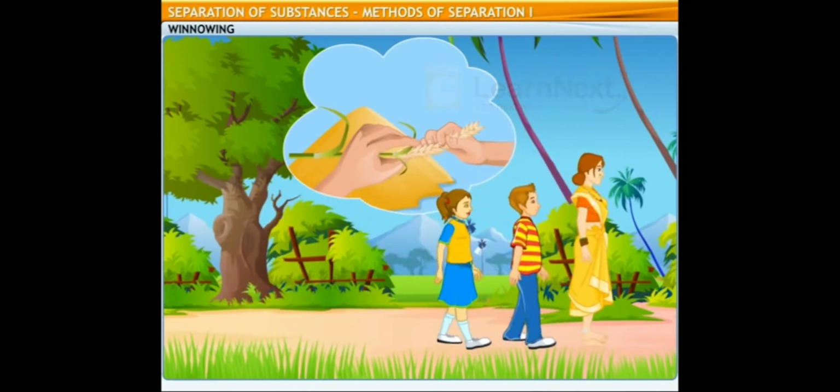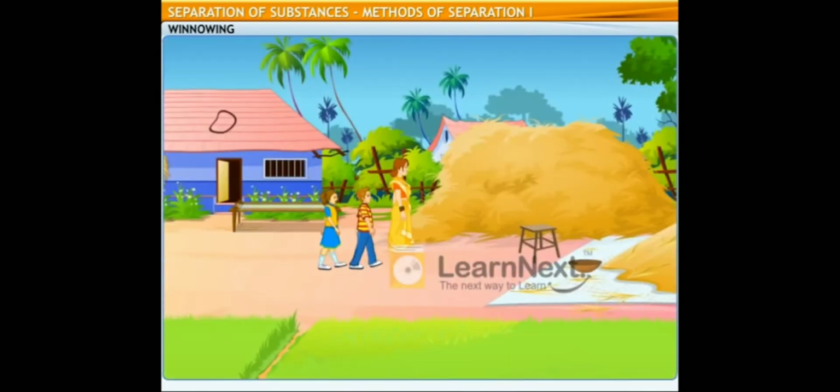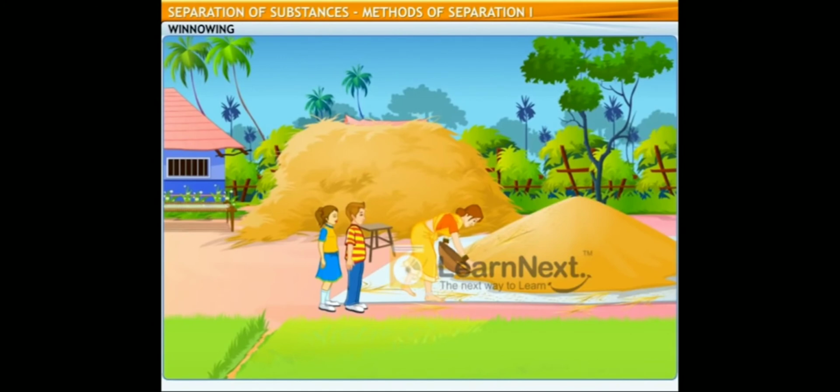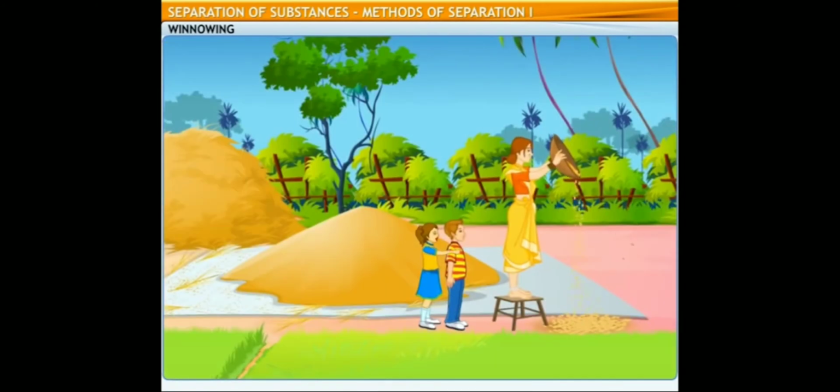Instead, we use a method called winnowing. Let me show you. In this basket, I have some wheat grains that are still mixed with their husk. Watch what happens now. The husk is blowing away. That's right. The husk is much lighter than the grain. So when I shake it gently and let it drop to the ground, only the wheat grains collect here, while the husk blows away. Wow! That's a neat way of separating wheat from husk.